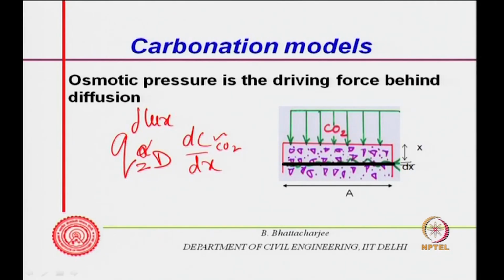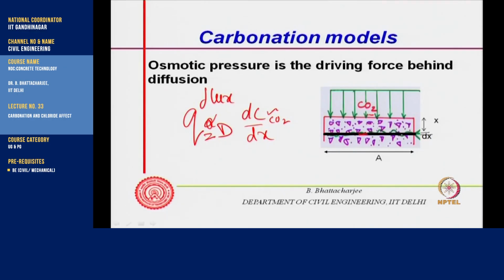So, carbon dioxide concentration here would be 0, and here would be much higher, that is atmospheric carbon dioxide. Therefore, this is x, and dc/dx, if I am considering a small length. Let us say carbon dioxide concentration is high here, low there. So, it is proportional to the concentration gradient.